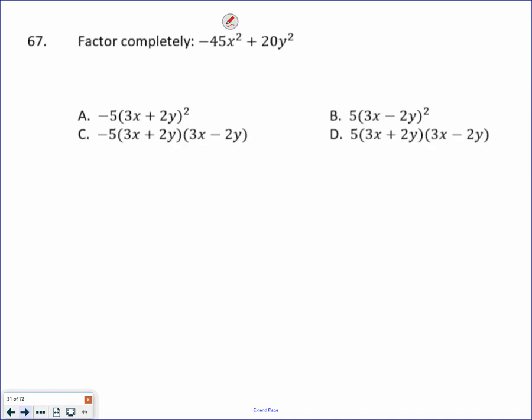Factor completely. All right. Is there a GCF? Is there something I can take out of everything? Well, both of them are divisible by negative 5. So I get 9x squared minus 4y squared.